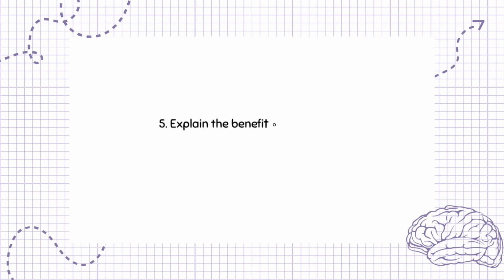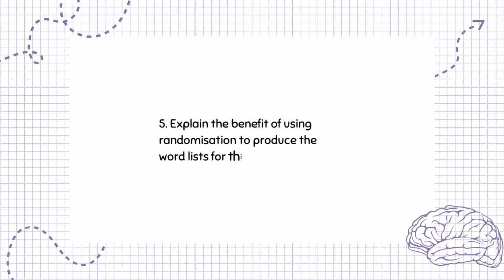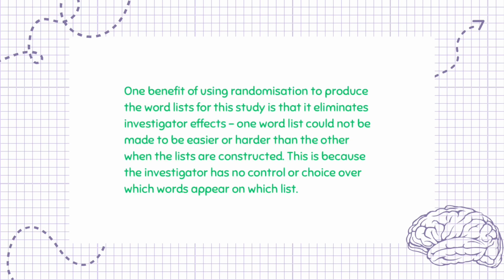Question 5. Explain the benefit of using randomization to produce the word lists for this study. 2 marks. One benefit of using randomization to produce the word lists for this study is that it eliminates investigator effects. One word list could not be made to be easier or harder than the other when the lists are constructed. This is because the investigator has no control or choice over which words appear on which list.